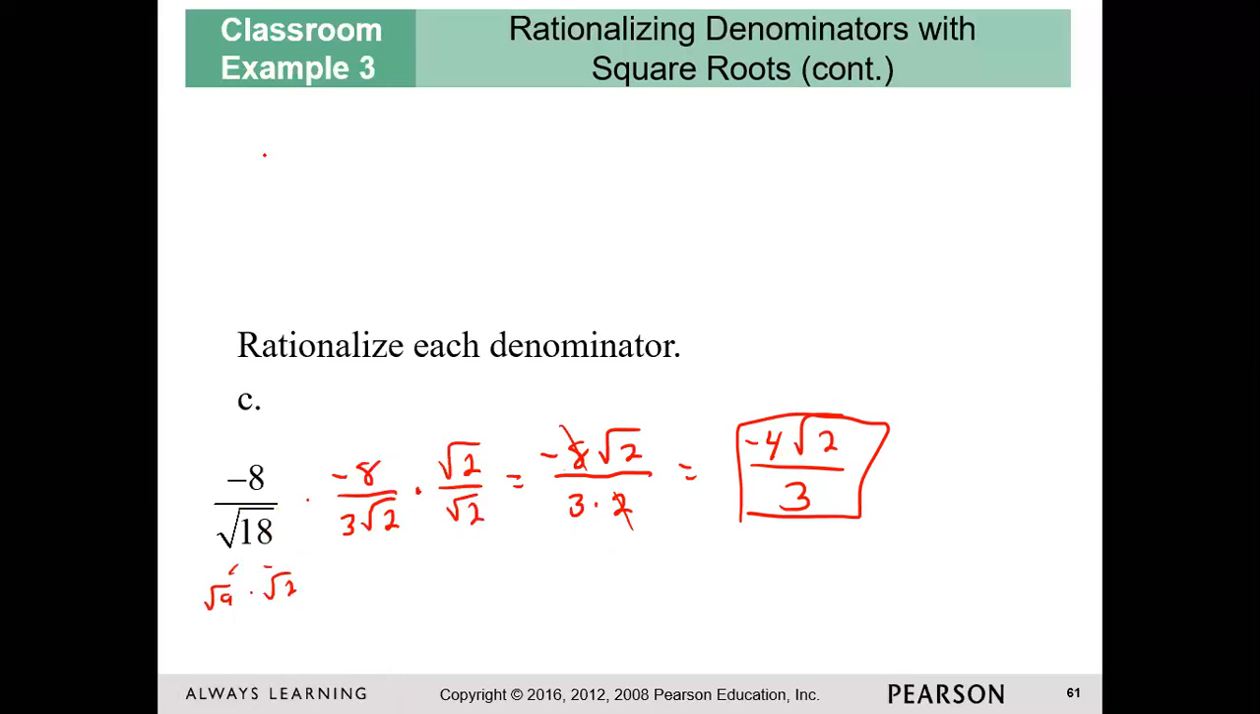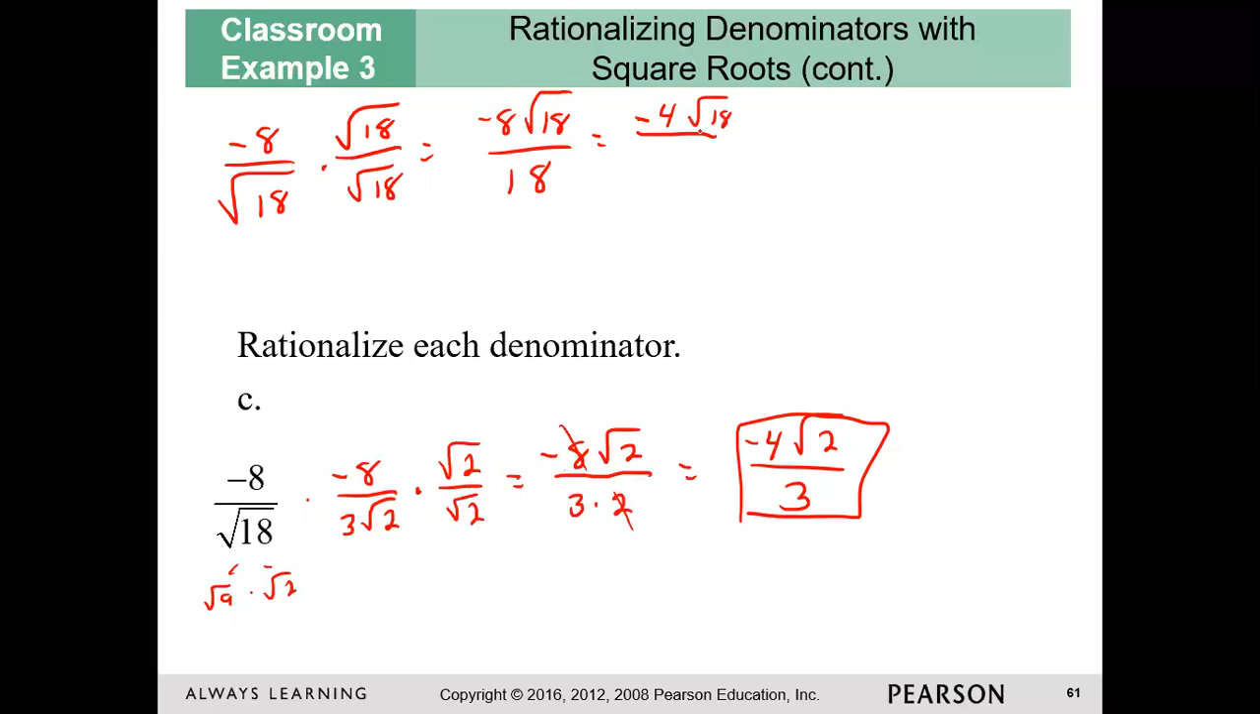So if you want, I can just show you real quick what that would look like. So -8 over square root of 18. So I'm going to multiply by radical 18 over radical 18, and that's going to give us -8 square roots of 18 over 18. And now at this phase, you need to, again, simplify that radical. So we'll do that. You can kind of simplify this first if you wanted to. Say, all right, this has a common factor of 2. So there's your -4 square roots of 18, and this is going to be 9.